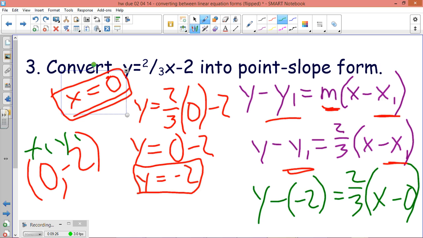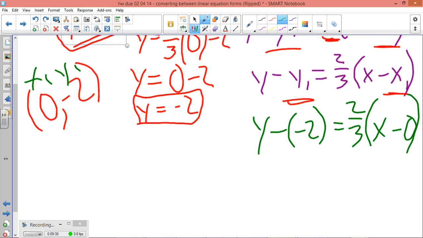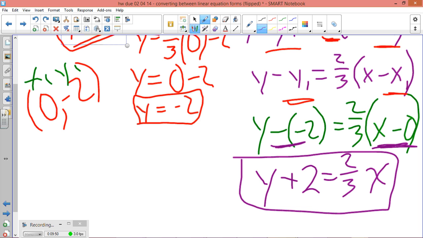I just plugged in my x and y coordinate, and now all I need to do is make this look just a tiny bit prettier. So I'm going to do y, subtract a negative is the same thing as a positive. So y plus 2 equals 2/3. And this x minus 0, not really necessary. It's just 2/3 x. The minus 0 doesn't do anything for me. This is in point slope form. If you left it as x, in parentheses, x minus 0, I would not take off points for that.